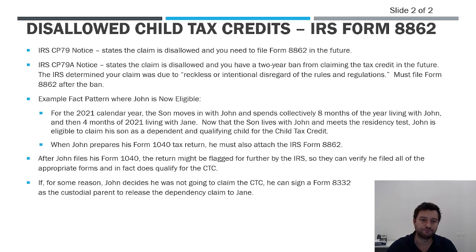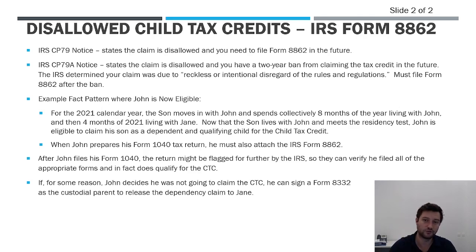Okay, so now let's look at how the fact pattern could change a little bit in the subsequent year, and see if John can now claim the child tax credit. So for 2021, let's assume that the son moves out of Jane's home and into John's house or apartment, right? And so the son spends 8 months collectively during the year living with John. Well, now it's changed, right? Now the son lives with John for more than 1/2 of the year. So the son meets that residency requirement for John to be able to claim his son as a dependent and get the child tax credit, okay?